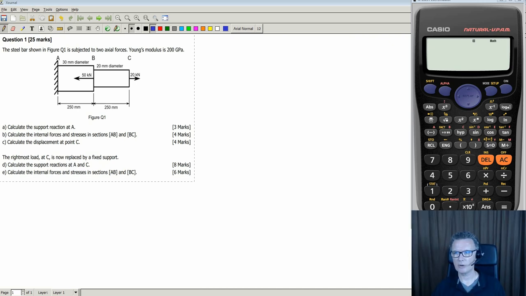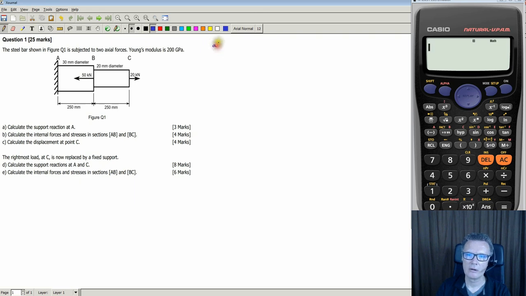Okay, so let's have a go at question 1. So we start off with finding the reaction at A. We have to define a few things here. So I'm going to define X to be going in this direction. I'll define my reaction to be going from left to right.